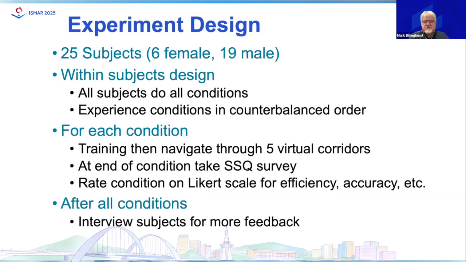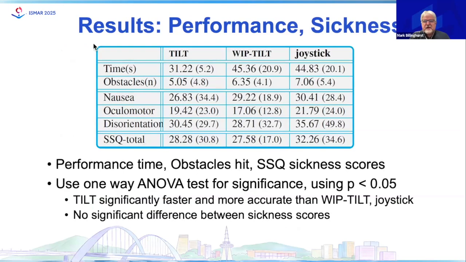And so they did a within subjects design. So all subjects had all 3 conditions. For each condition, they navigated through different virtual corridors. At the end, you measured your sickness survey, and they also had scores for efficiency and accuracy, and they interviewed subjects. And this is what the performance data looked like.